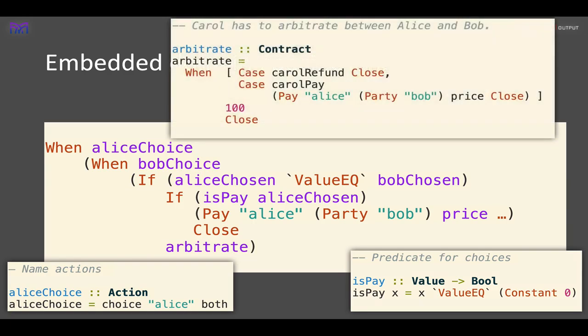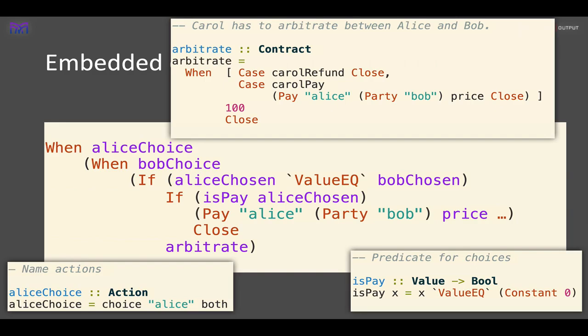But we can represent larger chunks of contracts as well. So here we've got the contract that says arbitrate. This is a contract which has a when with two top-level cases. In the case of Carol choosing refund, the contract becomes close. In the case of Carol choosing pay, then what happens is a payment from Alice's account to Bob, and then the contract is closed. So again, we're using other abbreviations here: Carol refund, Carol pay, price.